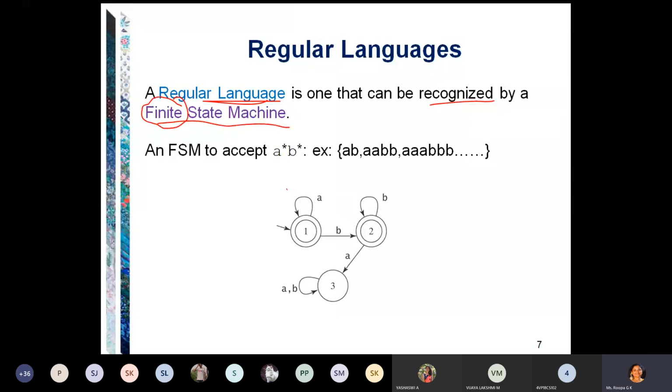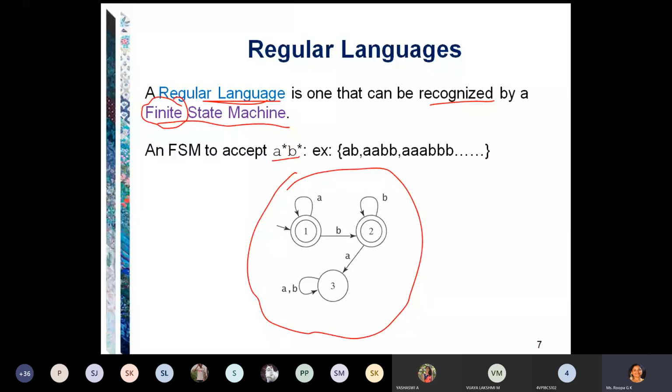It accepts a star, b star. What is a star, b star? Any number of a's followed by any number of b's. Example: ab, aabb, or aaabbb. But we don't have ba. What is the reason? Students, respond. The reason ba should not be accepted by the machine is that b is the first letter, but according to the definition, a is the first letter. We have a format a, b, b, b, like that.